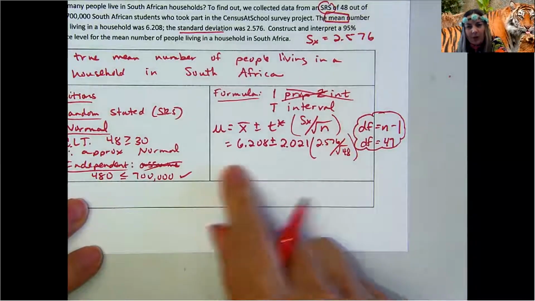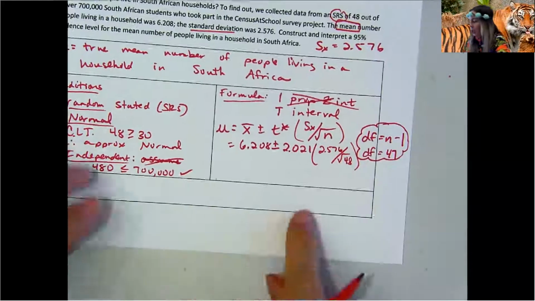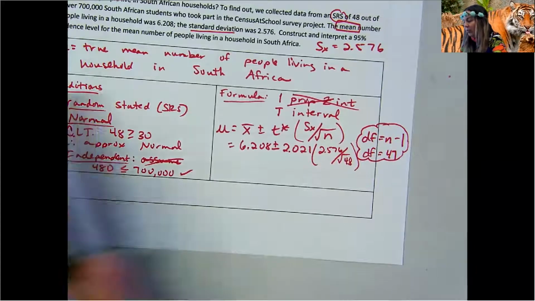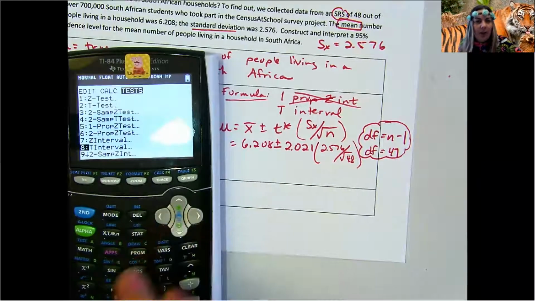Okay, so at this point, I'm going to ask the TI to finish it. Put some sardine oil on this problem. So head on over to STAT, TESTS. We're looking for an interval. There it is, TInterval, number 8.